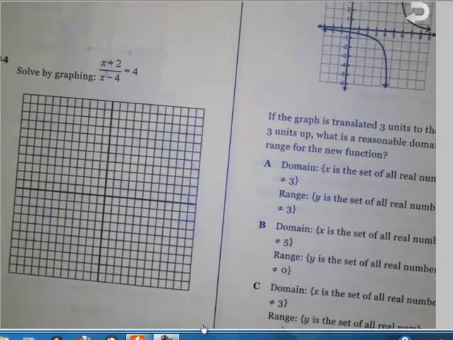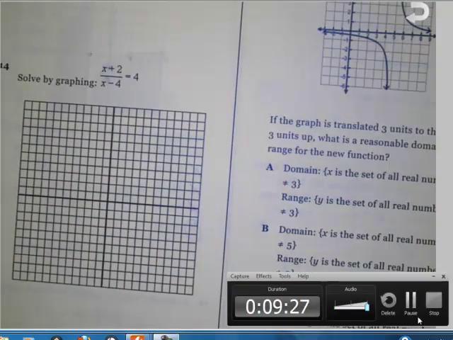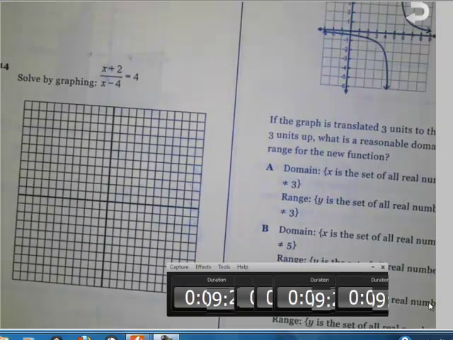Take a look at the other two pages in just a little bit. I think that's a good stopping point.